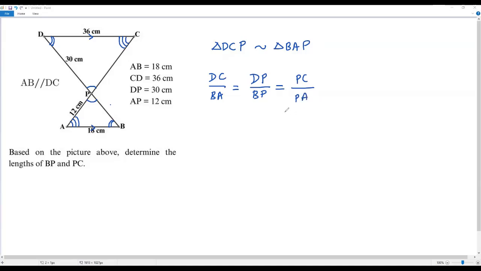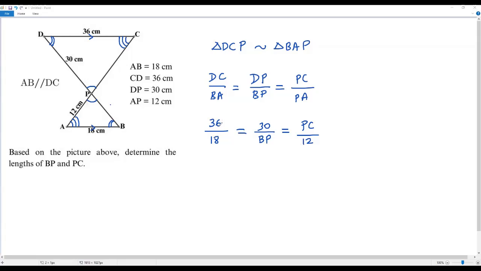Okay, now let's bring in the lengths. Do we know the length of DC? Yes, the length of DC is 36 centimeters. And what is the length of BA? BA is 18 centimeters. And for DP, I know the length is 30 centimeters. For BP, I do not know the length, so actually I have to find the length of BP. So we can write BP as it is. And for PC, I do not know the length, so I write PC as it is. And for PA, I know the length is 12.